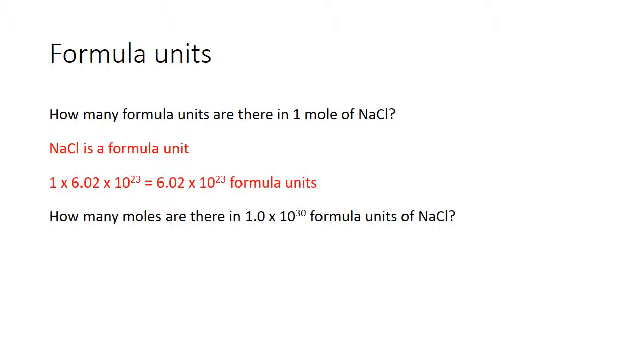Okay, so you should have got the answer as being 6 times 10^23 formula units, because sodium chloride is the formula unit for salt. That's the simplest ratio of the ionic compound. And how many moles are there in 1 times 10^30 formula units? Okay, so it's going to be 1 times 10^30 divided by Avogadro's number, which is 1.7 times 10^6 moles.